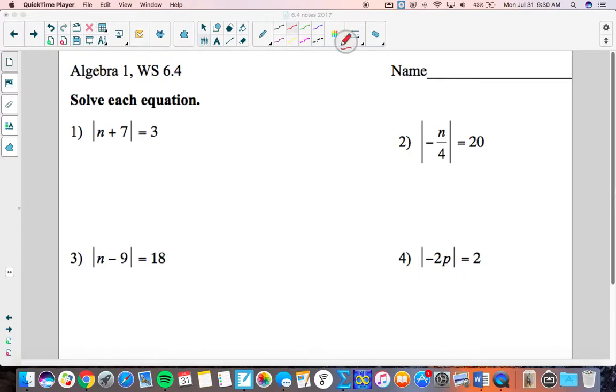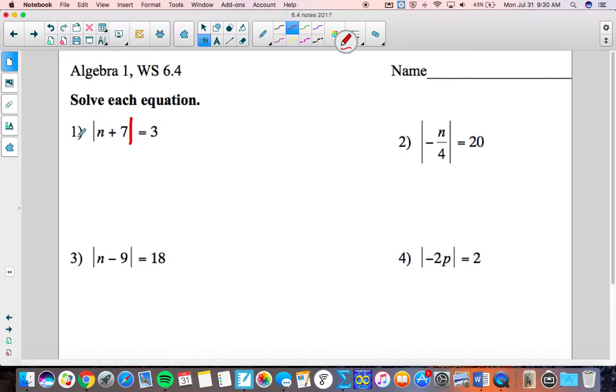Some absolute value equations. So isolate the absolute value sign first. There is nothing outside of the absolute value sign on that side of the equation, so we go ahead and do our split. The first split, we just copied the equation down without the absolute value signs. n plus 7 equals 3.